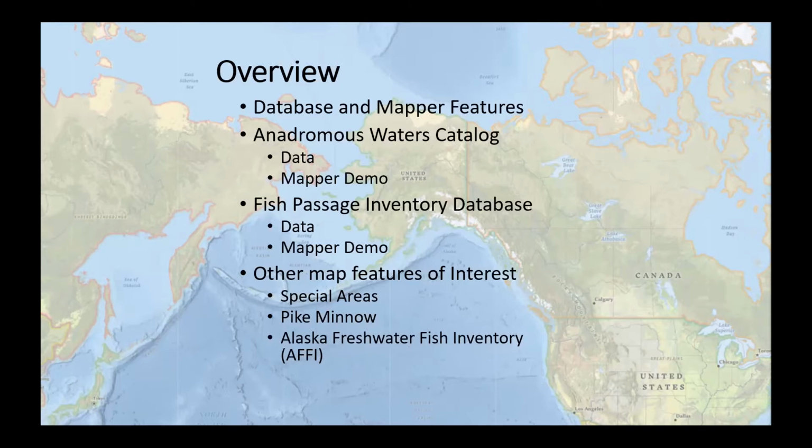There will be 2 video clips of navigating the mapper. Since it's so interactive, I thought this would be the best way to share it with you. There's one for the AWC and one for the Culvert. I'll also touch base on some of the other features that the map has, like where invasive pike minnow areas are, the special features option, and the Alaska Freshwater Fish Inventory information. This is where all of the sampling and survey efforts from ADF&G and other entities have occurred to document both anadromous and freshwater fish. So this is both the data for the AWC and the AFI.